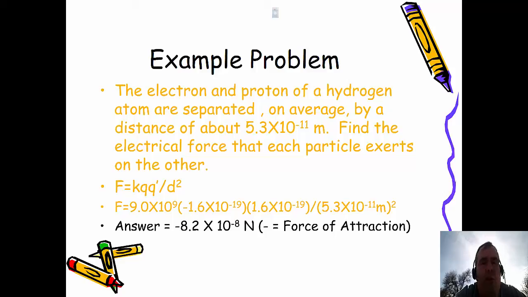If we had two protons, instead of the negative 1.6 times 10 to the negative 19th we would have another positive 1.6. We would have gotten the same value, 8.2, but it would have been a positive value, meaning that is a force of repulsion. So if you see a negative, that means it's attracting. If you see a positive, that means it is repelling.